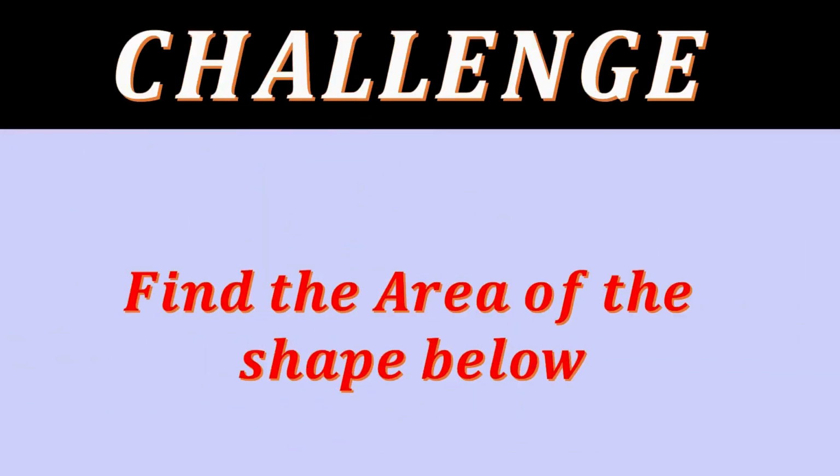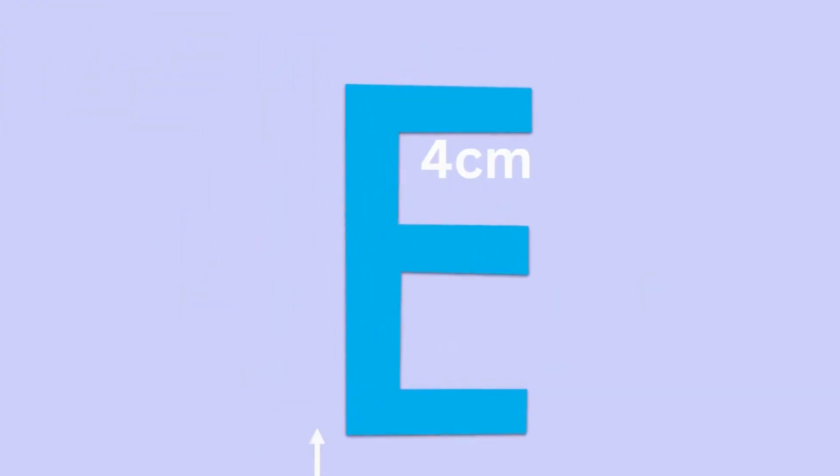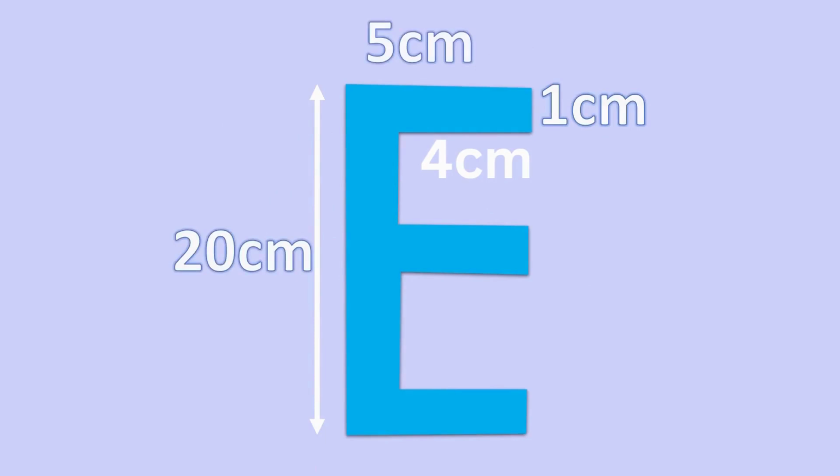Now that you understand how to find the area of rectangles and triangles, I've got a little challenge for you. Take a look at this shape, designed like the letter E. It's made up of several rectangles. Can you figure out the total area by breaking it into smaller parts? Go ahead, team up, and see what you come up with.